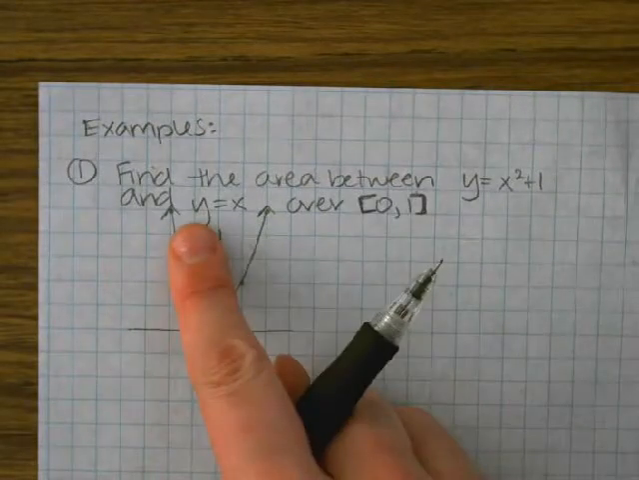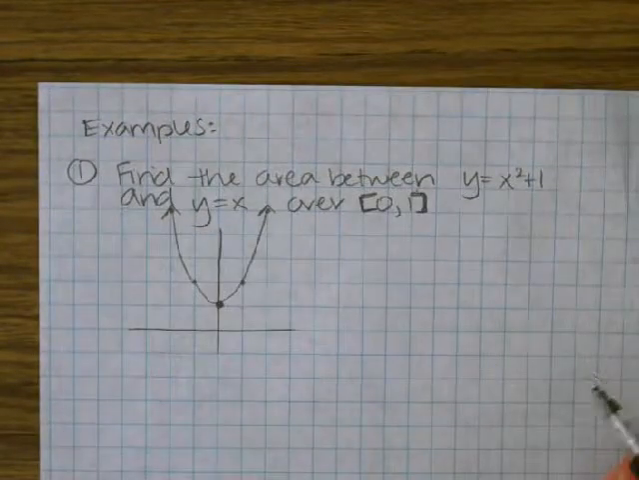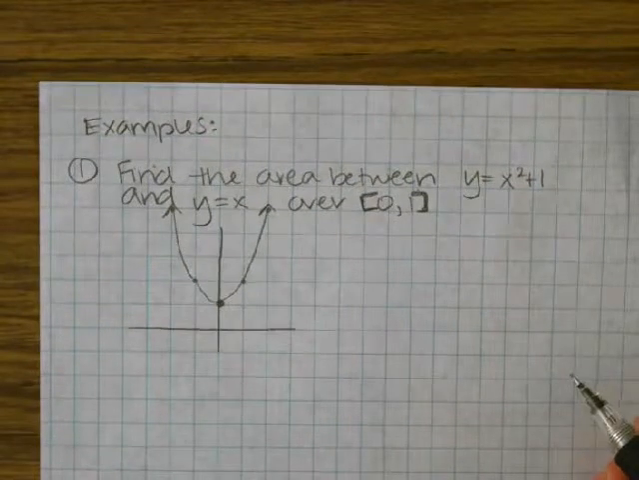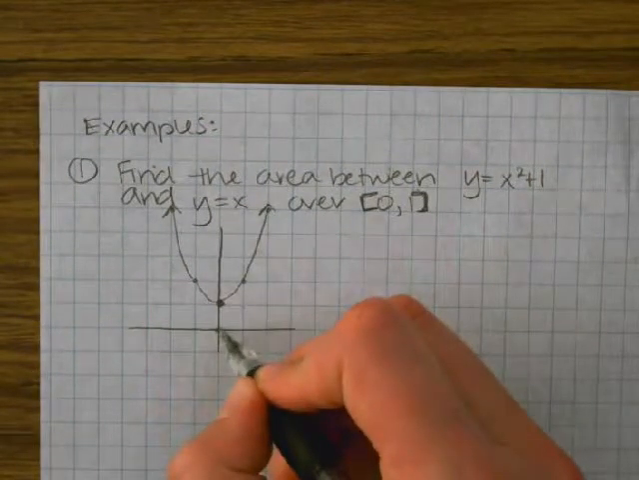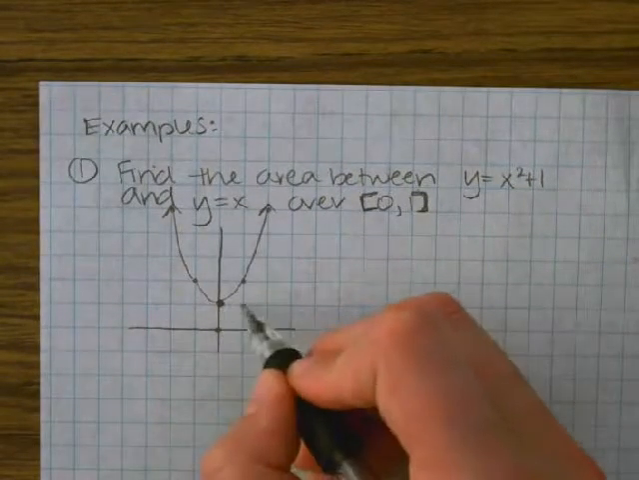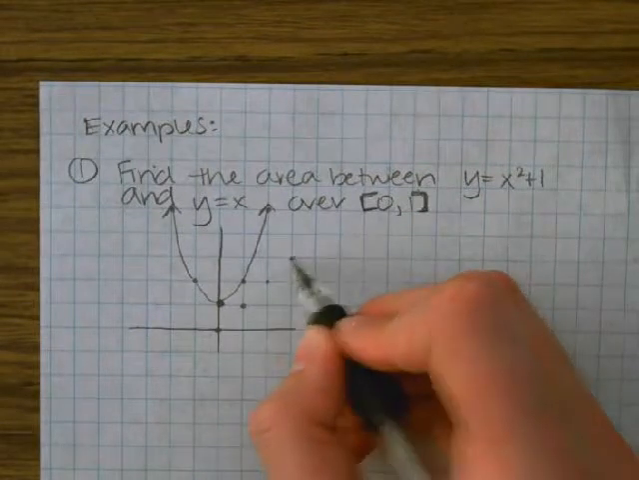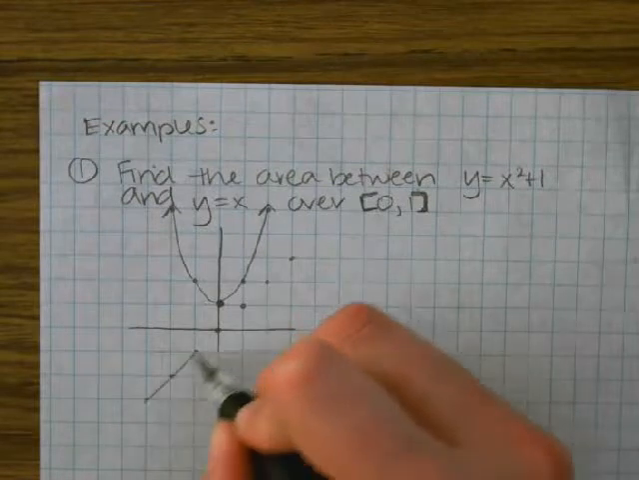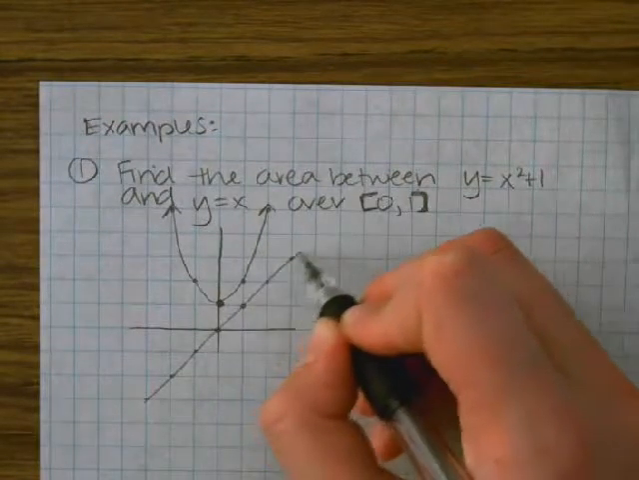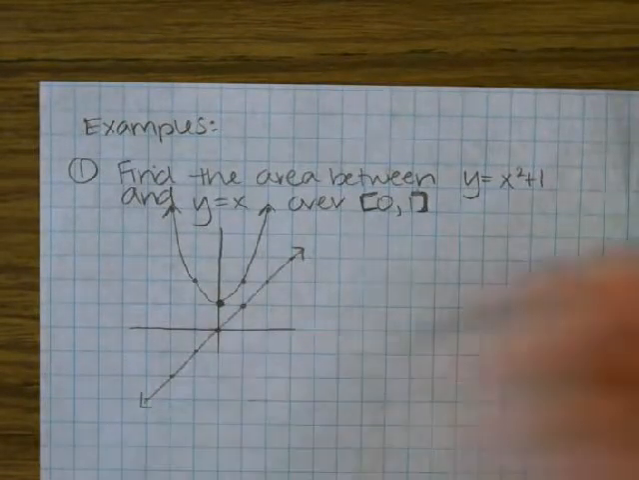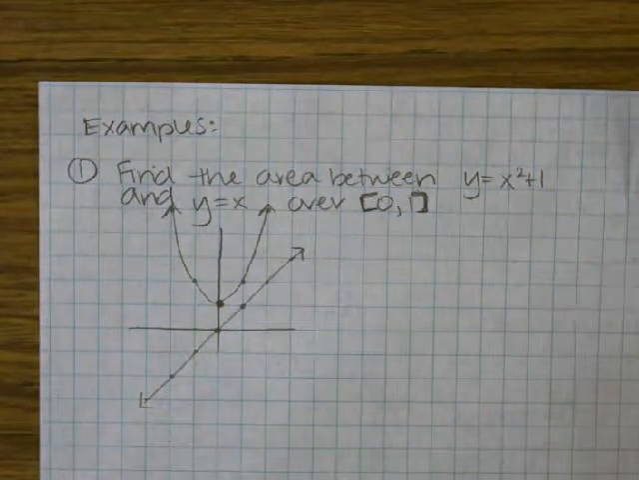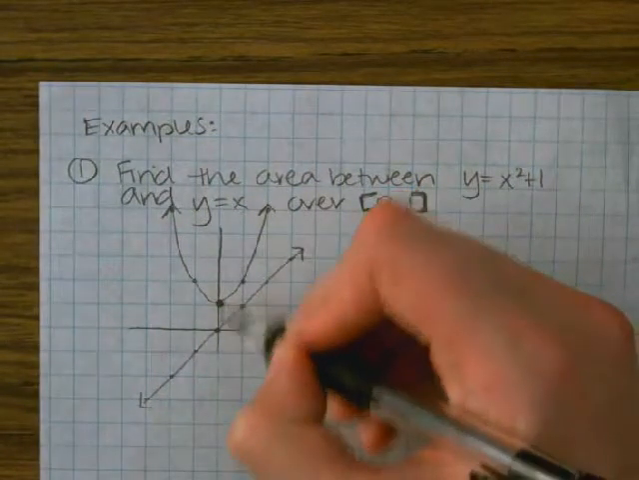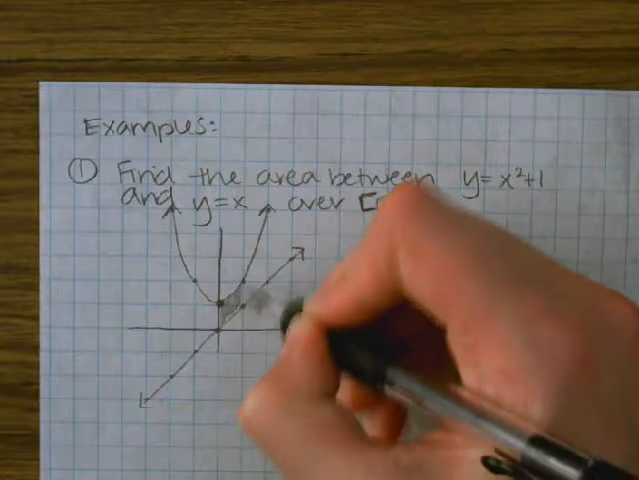How do we graph the line y equals x? It goes through the middle. What's the slope? 1. Yeah, up 1 over 1, up 1 over 1. And what part is it asking us to find the area for? 0 to 1.